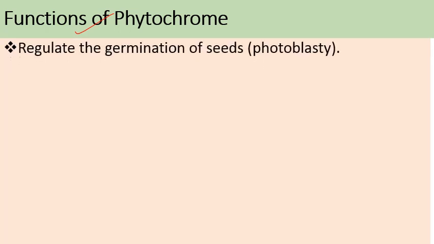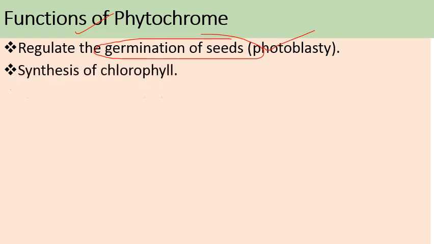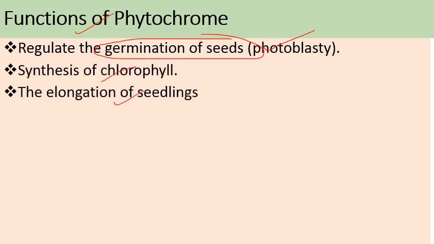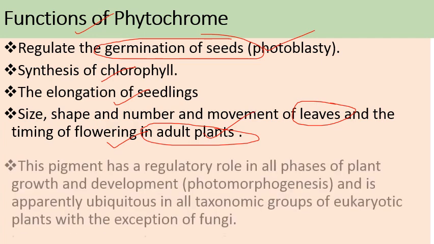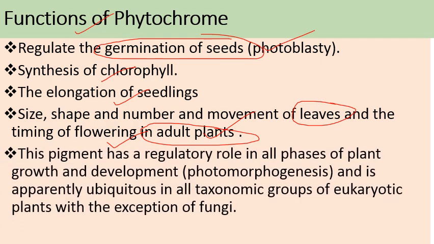Next comes functions of phytochrome. So it regulates the germination of seeds, and the term used for this is photoblasty, synthesis of chlorophyll, then elongation of seedlings, size, shape and number and movement of leaves, and the timing of flowering in adult plants. So this is also controlled by this phytochrome. This pigment has a regulatory role in all phases of plant growth and development, that is commonly known as photomorphogenesis, and is apparently ubiquitous in all taxonomic group of eukaryotic plants with the exception of fungi.